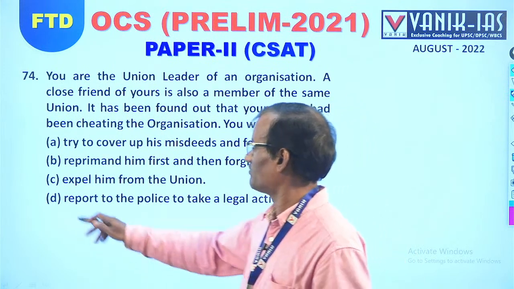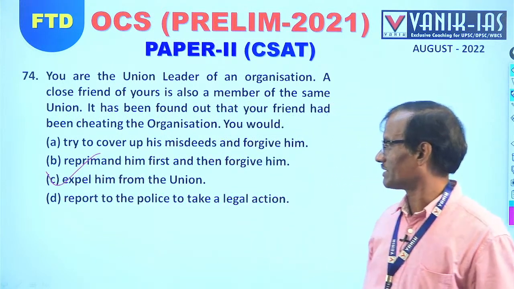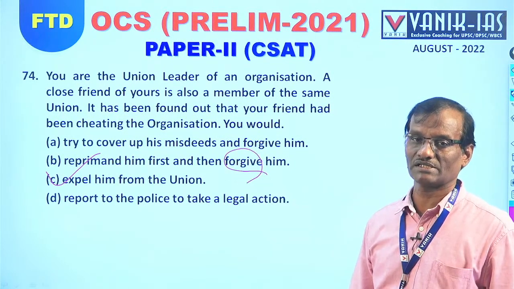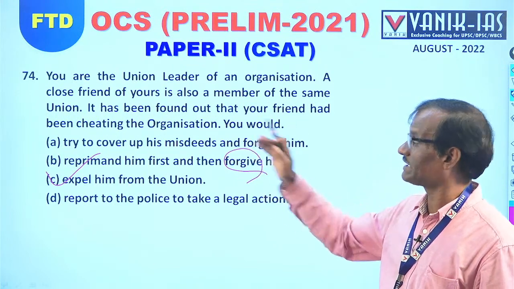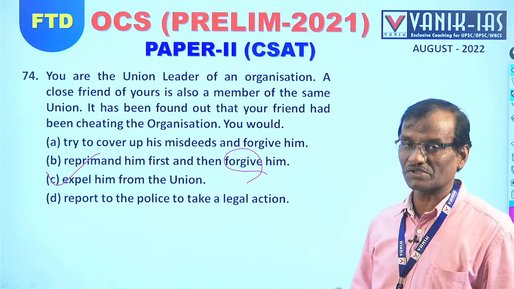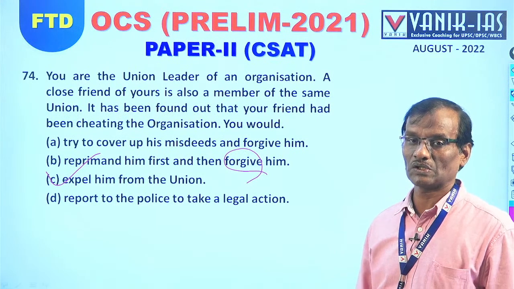That will be expel him from the union. That will be the best option, because you cannot forgive them, because it is not your own personal thing. It is organizations, and he has been cheating the organizations. And if he is guilty, your first duty is to expel him. So that will set an example for others not to do anything.